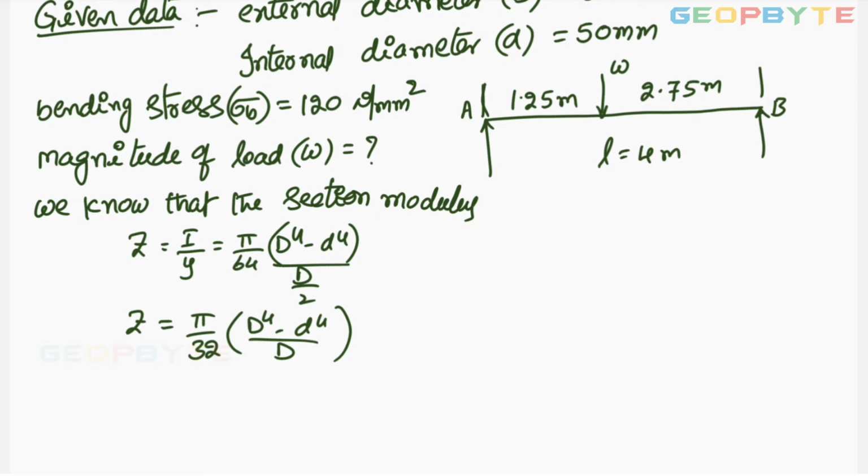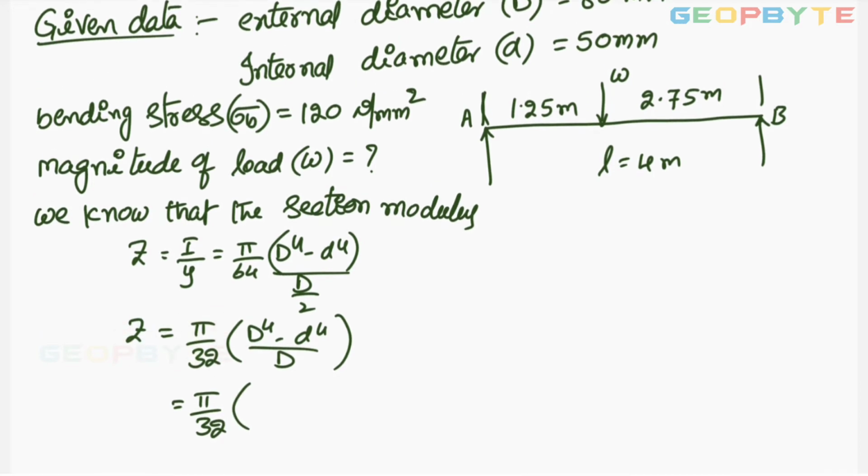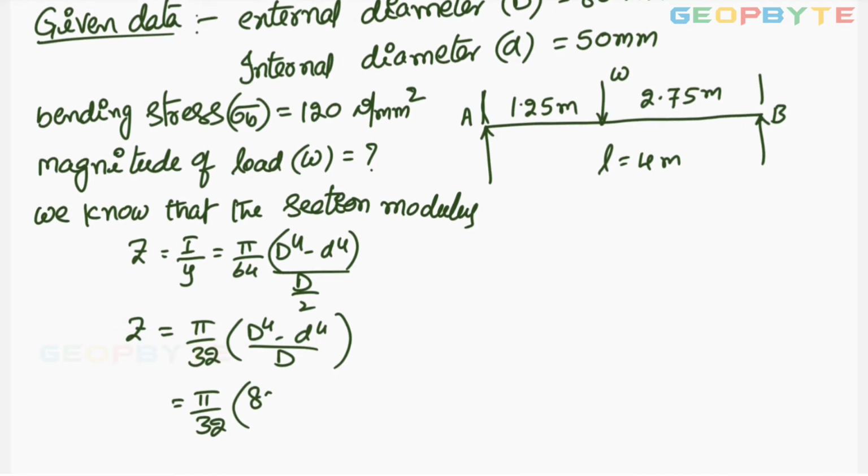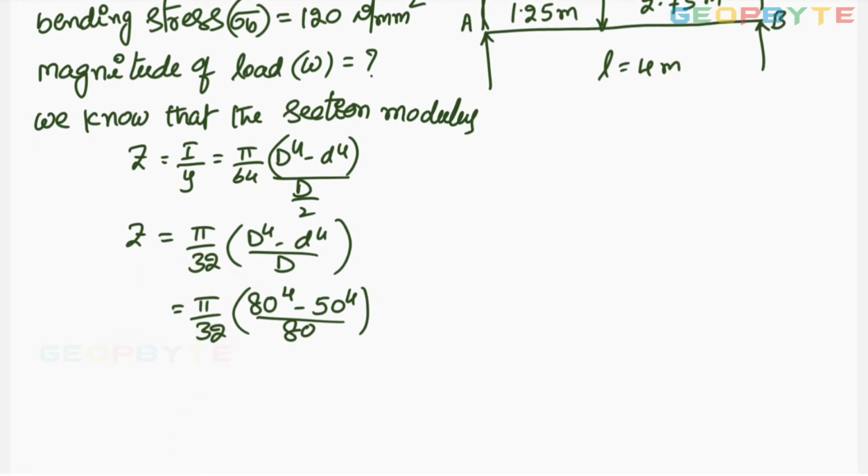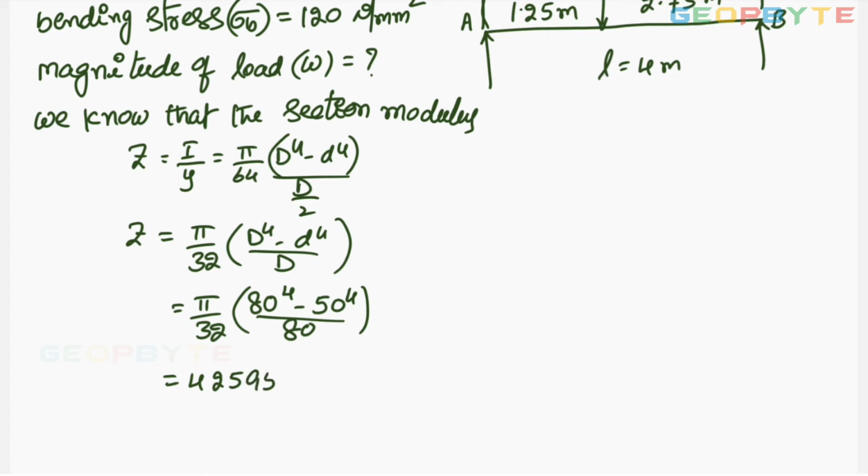Let us put the values. Pi by 32 into capital D, where capital D is 80. 80 power 4 minus 50 power 4, divided by 80. Simplify the value to get Z, which is around 42595.58 mm cube.